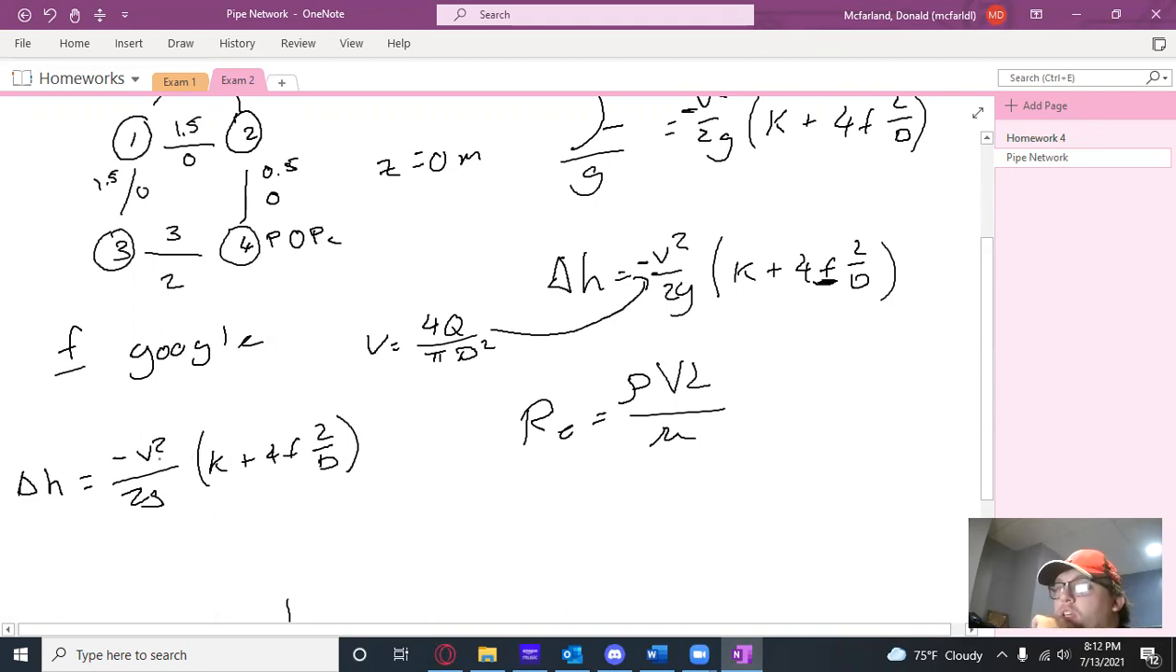So what's going to happen is, notice how our flow rate is kept inside this velocity. So if we manipulate this equation, we get 2g delta H over K plus 4f L over D equal to negative velocity squared.